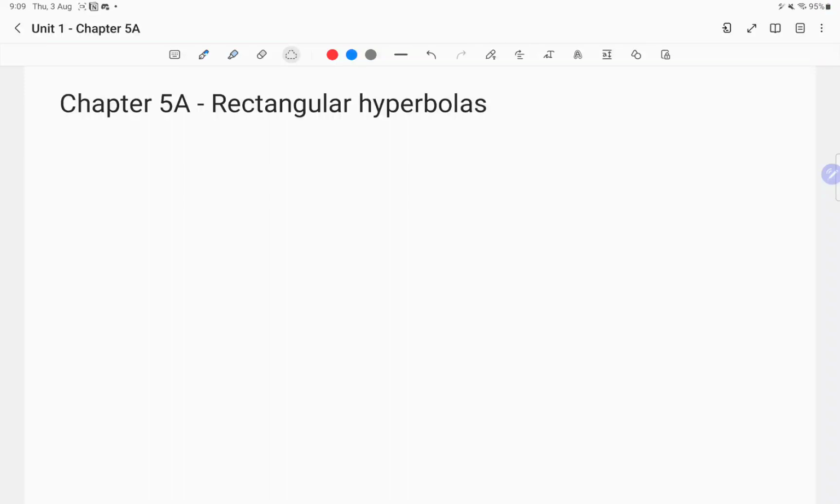All right, so let's go through rectangular hyperbolas. Now, this is an equation in the form of y equals 1 over x, or x to the power minus 1, right? Because remember, negative power is 1 over the positive version of the power. All right, so let's try to construct a table of values for x and y.